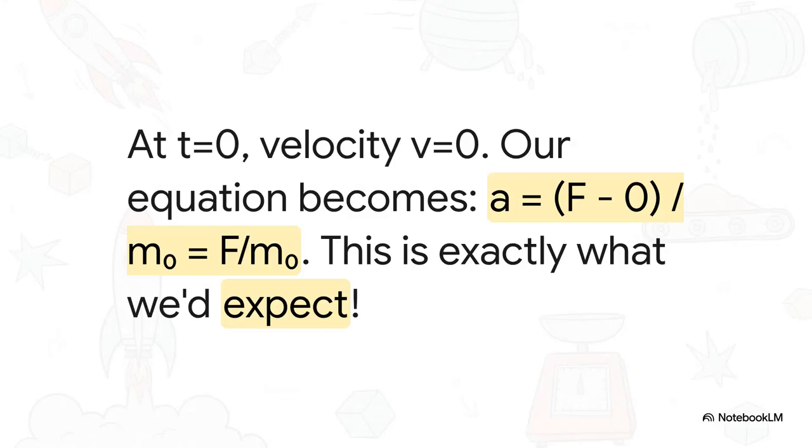You know, a great habit in physics is to do a little sanity check. Let's look at the very beginning, at time t equals 0. Well, at that instant, the cart hasn't moved yet, so its velocity, v, is 0. If you plug v equals 0 into our correct equation, that whole mu v term just disappears, and we're left with a equals F over m naught, which is just plain old F equals ma for the cart at the start. It's exactly what we'd expect. Our equation passes the test.